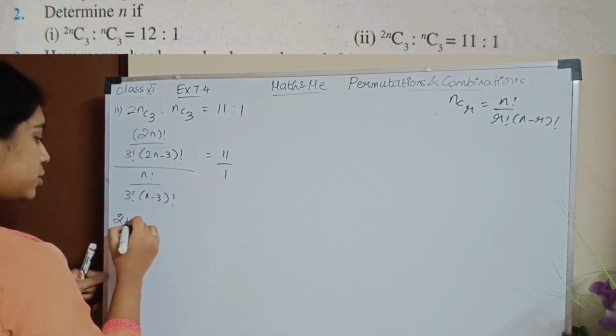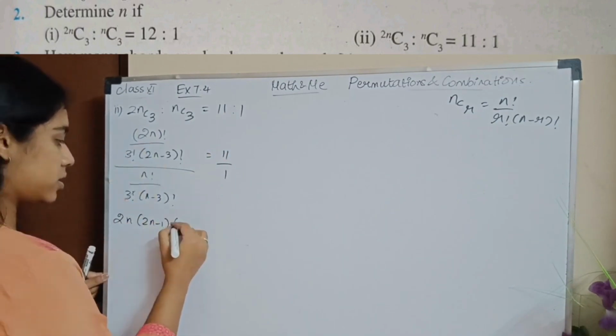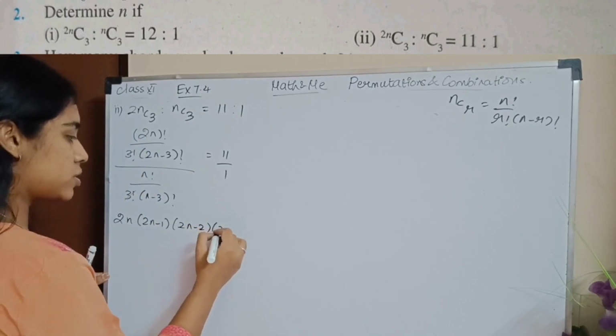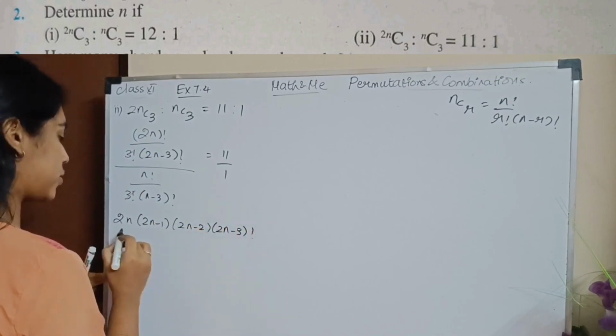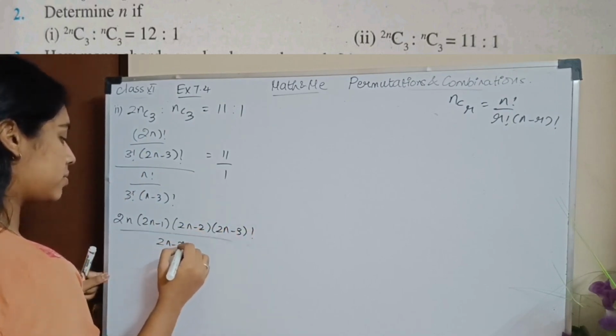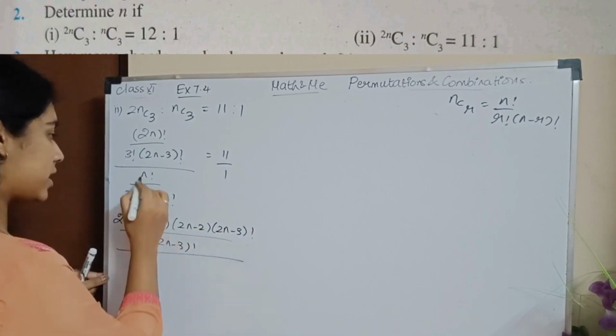2n எப்படி எழுதலாம்? 2n times 2n minus 1, 2n minus 2, 2n minus 3 the whole factorial divided by 2n minus 3 the whole factorial. Denominator என்ன இருக்கும்?